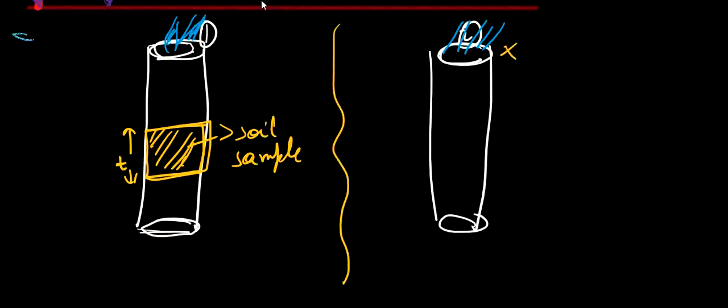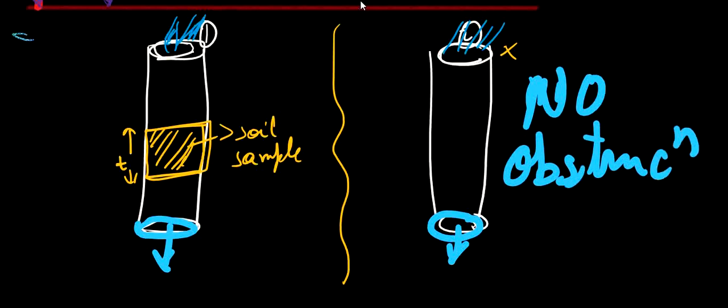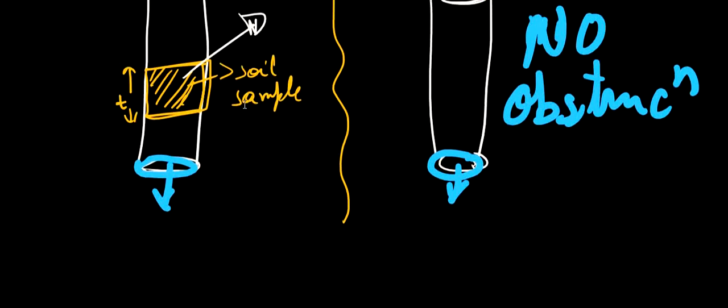So if I ask you in which of the two cases I will obtain water from the outlet earlier, of course you will say the second case because there is no obstruction to the flow. But in the first case there is an obstruction present to the flow. Now let's analyze the effects of introducing our soil sample in between our free flow.